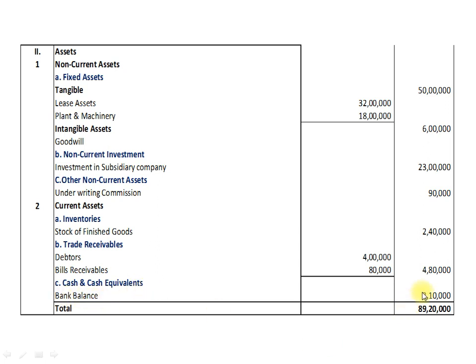And last subhead under current assets is cash and cash equivalents, in which we have bank balance, that is rupees 2,10,000. And finally, the total of asset side amounts to rupees 89,20,000, and our vertical balance sheet gets tallied. That's all. My dear students, here I am giving one more example for your personal practice for university exams.